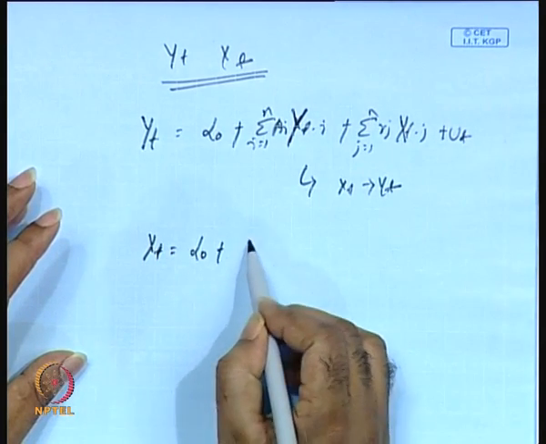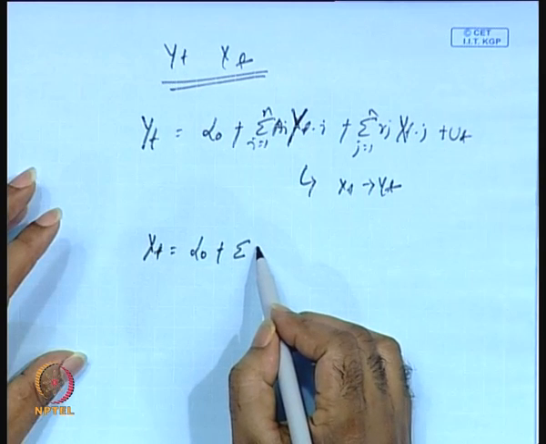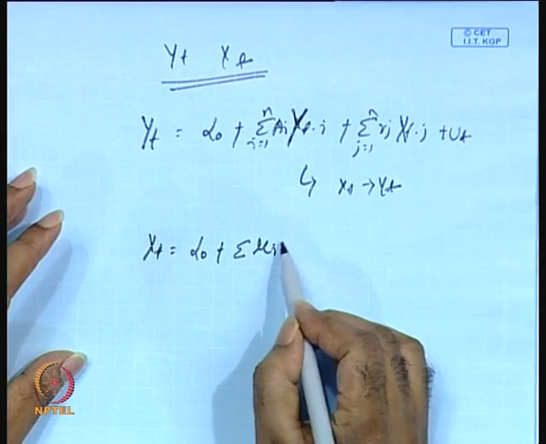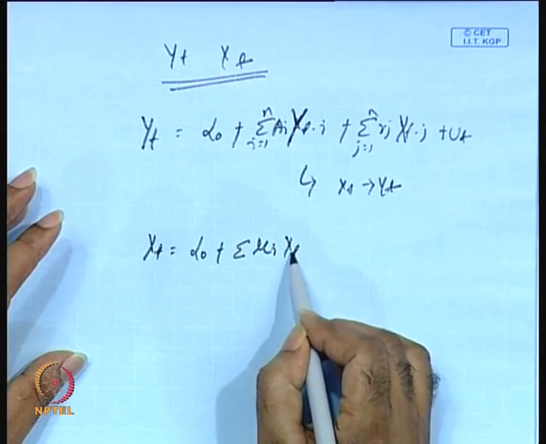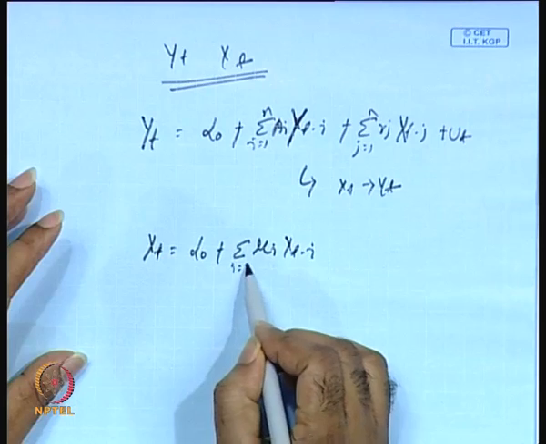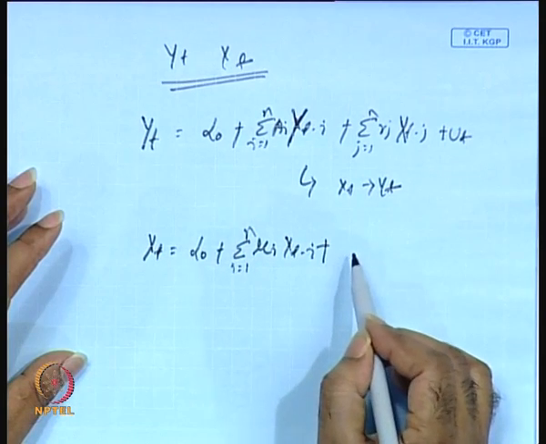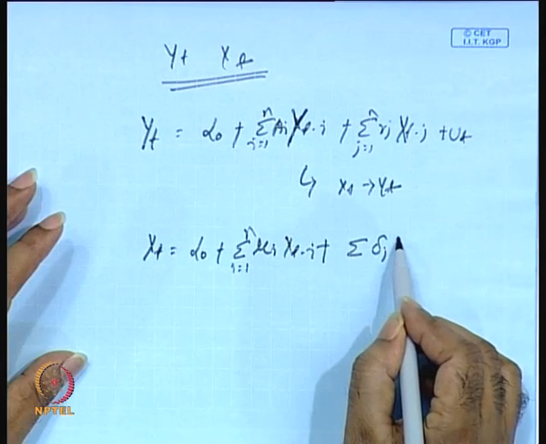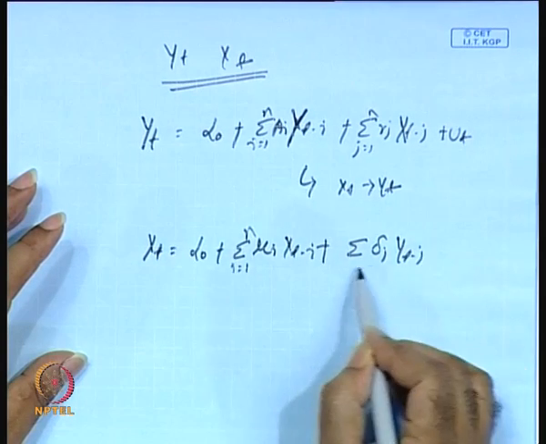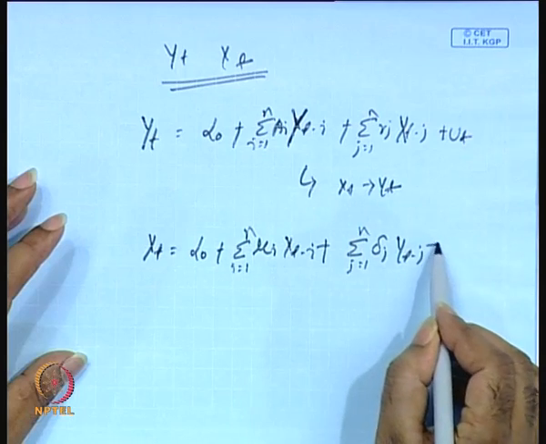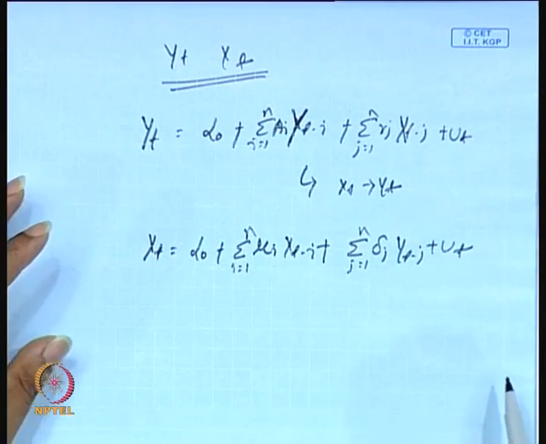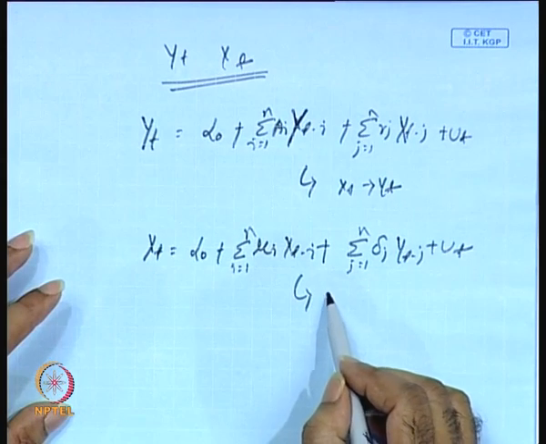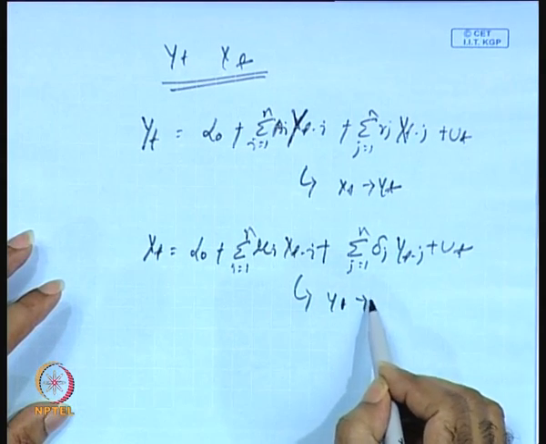Alpha 0 plus summation mu i x t minus i, i equal to 1 to n, plus summation delta j y t minus j, j equal to 1 to n, plus u t. This equation will give you a signal whether y t influences x t.